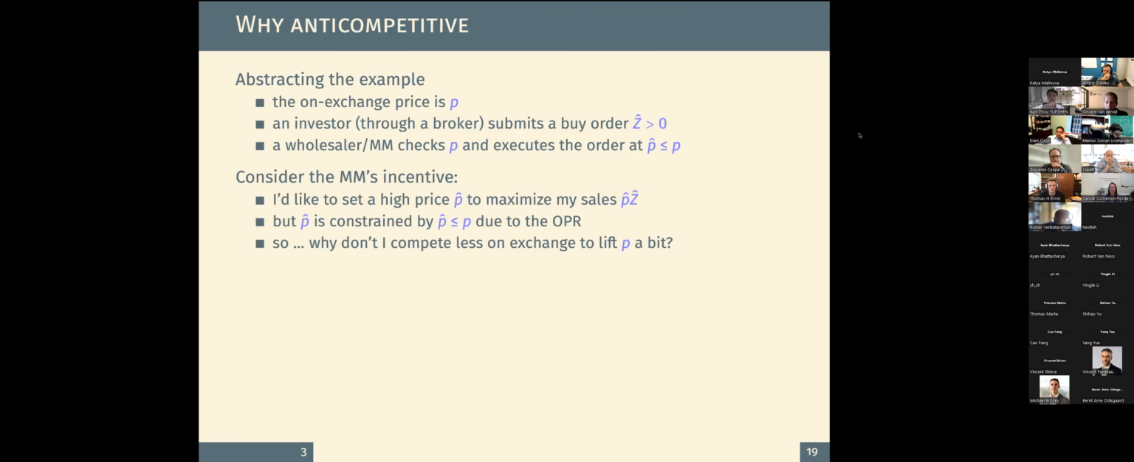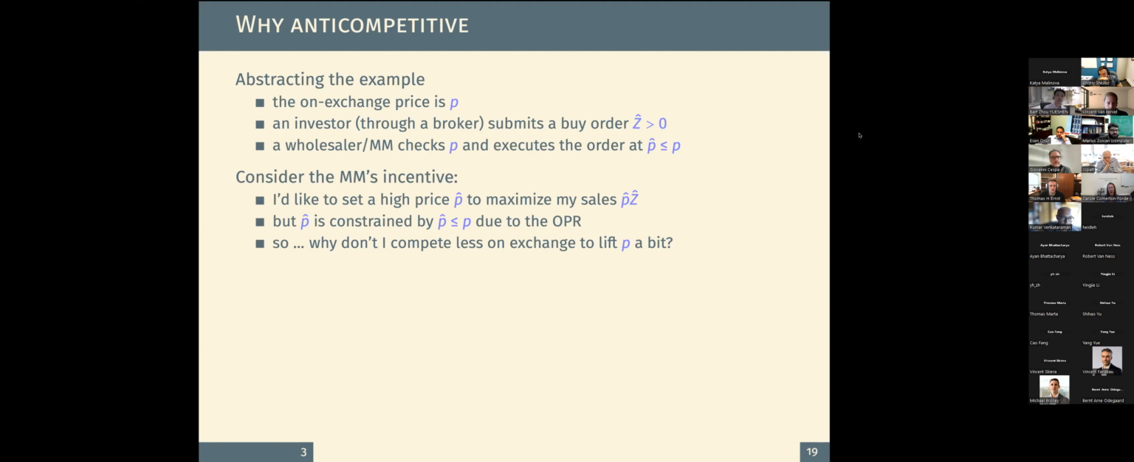Okay, I'm the wholesaler. I got this order of Z hat, and I want to set a very high price P hat because I want to maximize my sales, P hat times Z hat. Everything with a hat is off exchange; everything without a hat is on exchange. But the P hat, because of the OPR, the order protection rule, is constrained. It cannot exceed the on-exchange price P. Bart is buying, so it cannot exceed this on-exchange price.